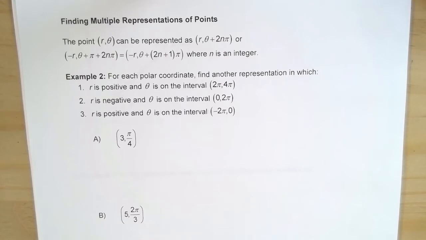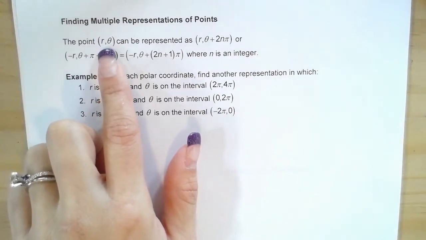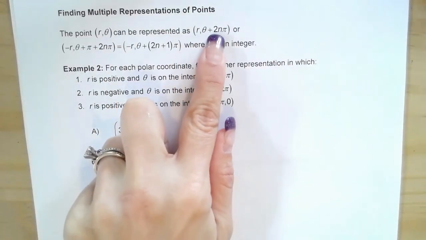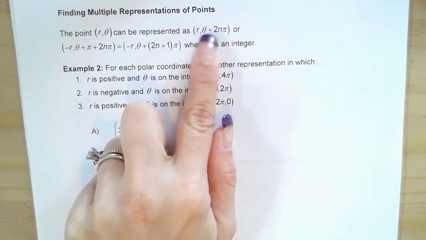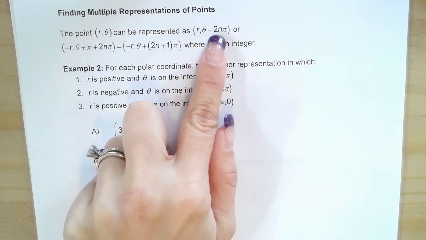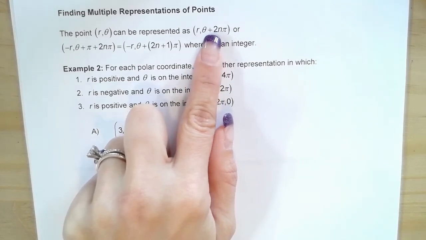So just like on our unit circle, how we could get to multiple representations getting the same angle or the same position, we can set up equations that allow that to happen. So r comma theta can be represented as r comma theta plus 2n pi, n being an integer. So 0 would just give me theta, 1 would be theta plus 2 pi, 2 would be theta plus 4 pi, so on and so forth.